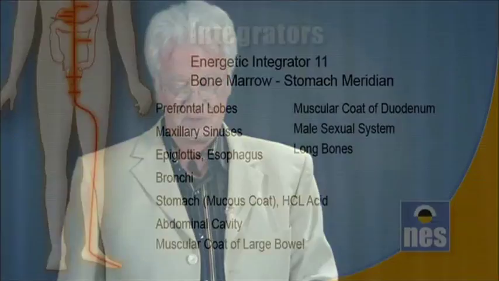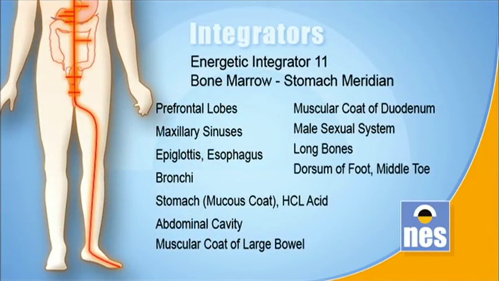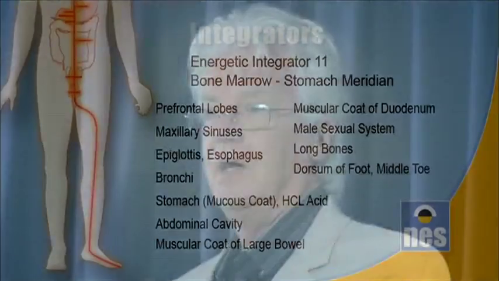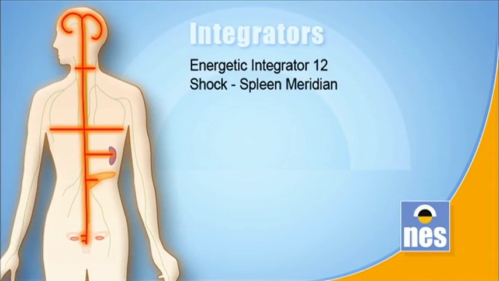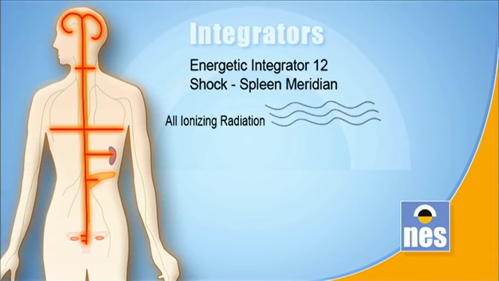The integrator also goes to the dorsum of the foot and to the middle toe. Arthritis of the foot generally treats Integrator 11. Arthritis of the hands generally treats Integrator 1. We're going on now to the last of the pictures of the main integrators. Integrator 12 mind map. You should see some ziggy lines in your diagram which says all ionizing radiation.